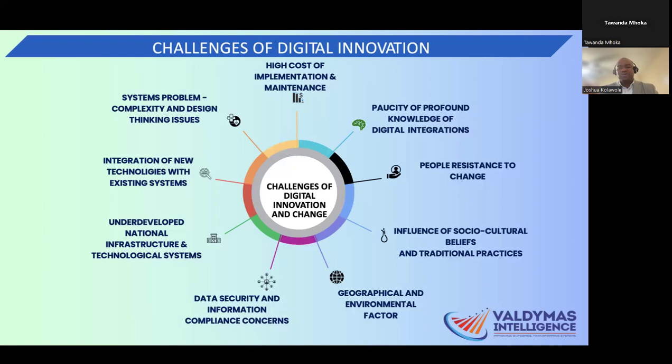The influence of socio-cultural beliefs and traditional practices. So I told you I'm working on a platform in Nigeria. The general belief about the people is they want to transact with cash. But I want to change that culture to transacting digitally. I want them to be able to use their mobile phones to do all the transactions. But I'm facing some resistance currently. So this is crucial to digital transformation if you don't pay attention to it.